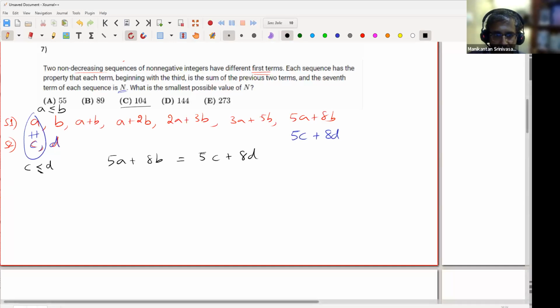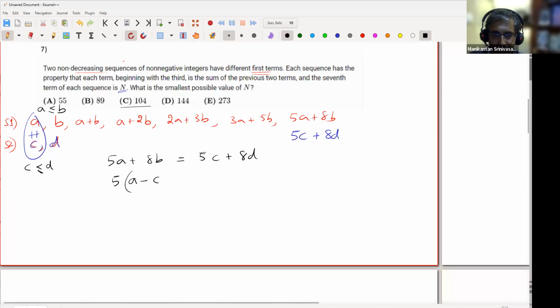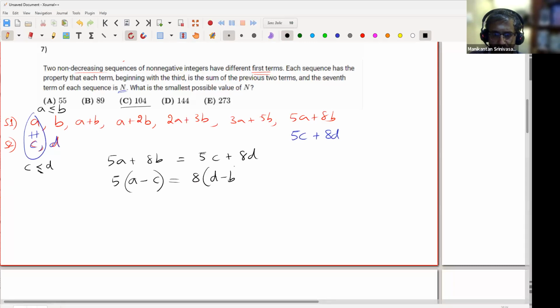Okay. So let's take everything to one side, a couple of terms to the side. So 5 times (A minus C) equals 8 times (D minus B). Now, obviously, both A minus C and D minus B have the same sign, right? So A minus C is positive and D minus B is positive, or both are negative. Doesn't matter. So we can start with some assumption between the 2 sequences.